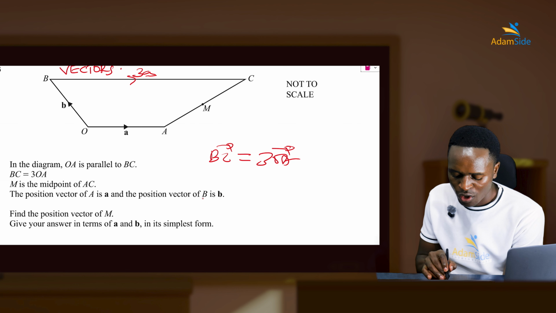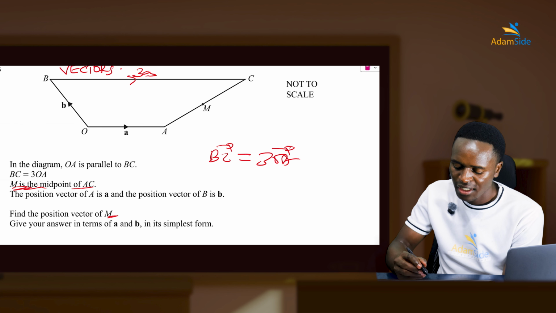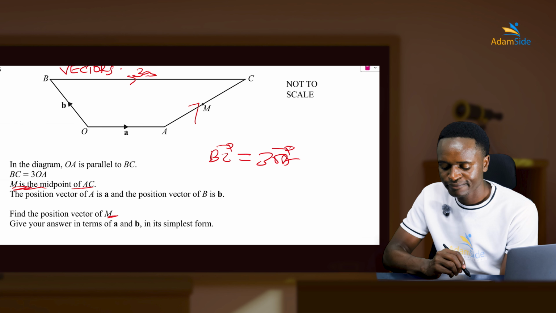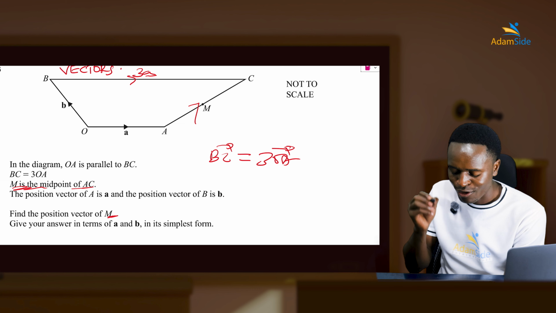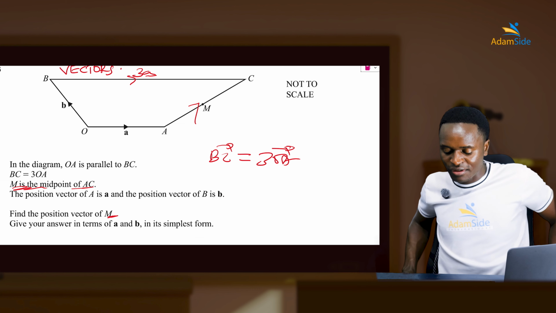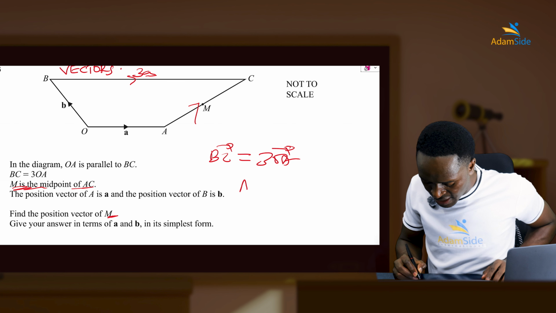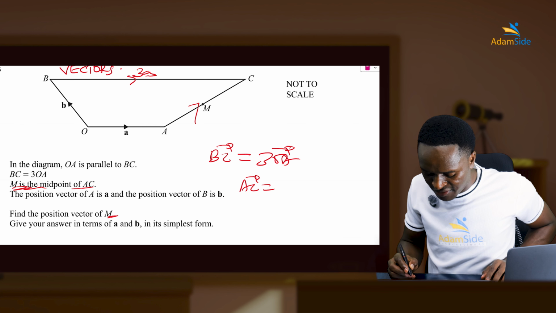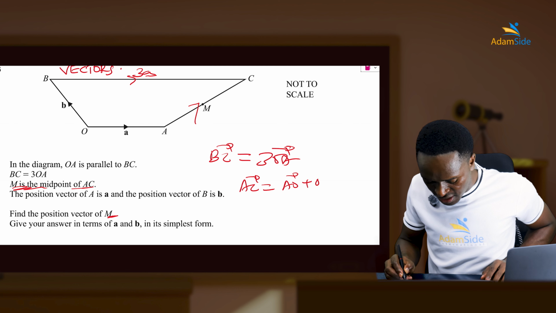Find the position vector of M. M is the midpoint of AC. How do we get vector AC? That's also very important. Vector AC is equal to vector AO plus vector OB plus vector BC.